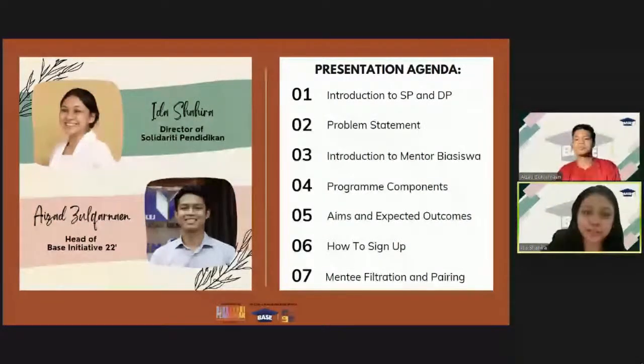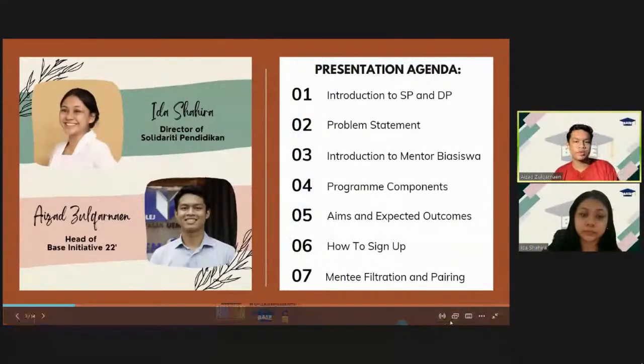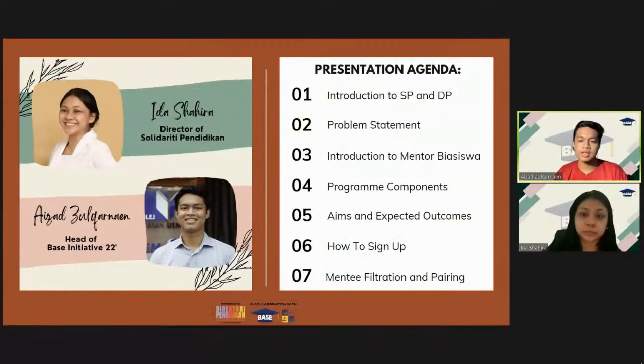Okay, so there are 7 agendas overall within this presentation. First off, we're going to start with the introduction to Solidarity Pendidikan and Directory Pendidikan. Second, the problem statement for why we want to do this program. Third is the introduction to Mentor Biasiswa itself. Fourth is the program components within our program. Fifth, the aims and expected outcomes that we want to achieve by this program. Sixth is how to sign up for this program, and seventh is mentee filtration and pairing.